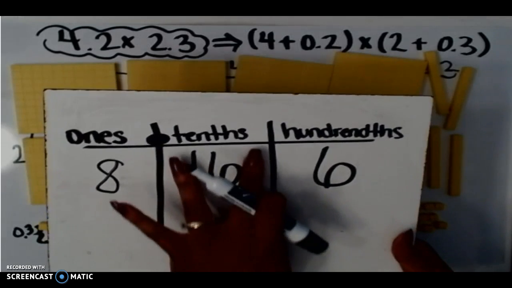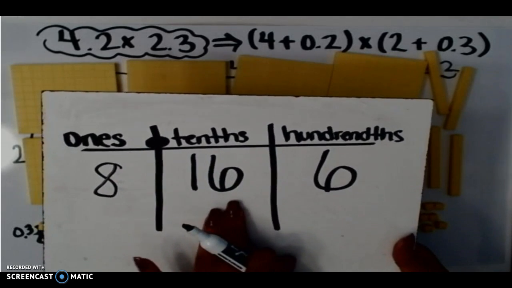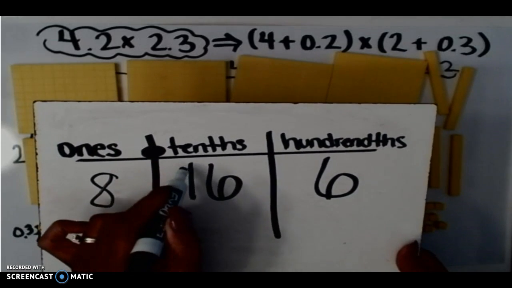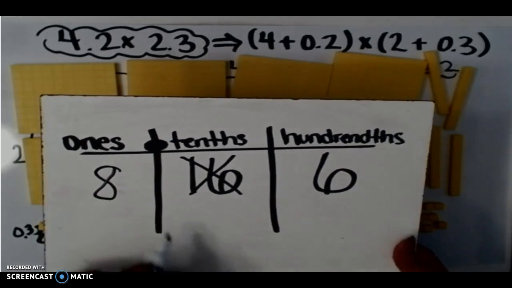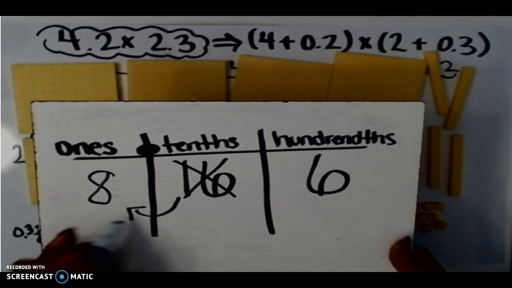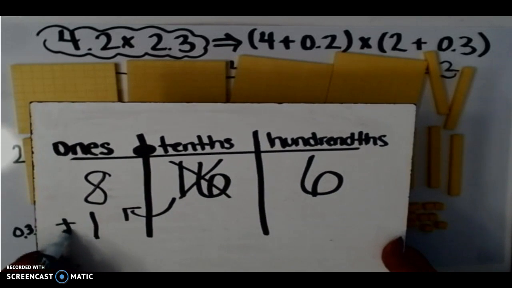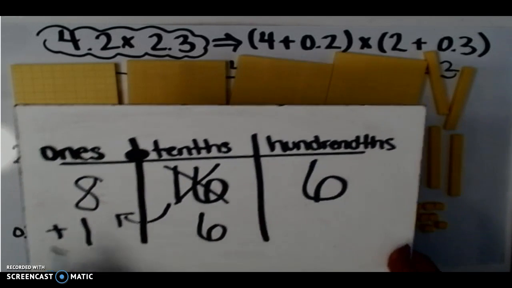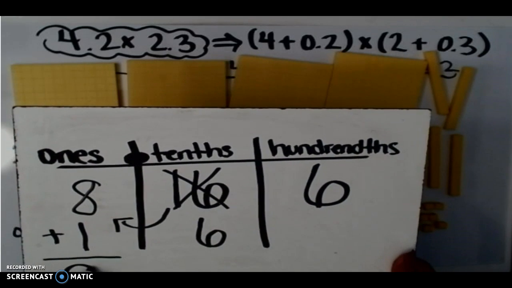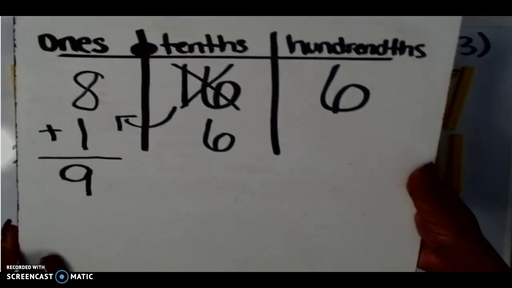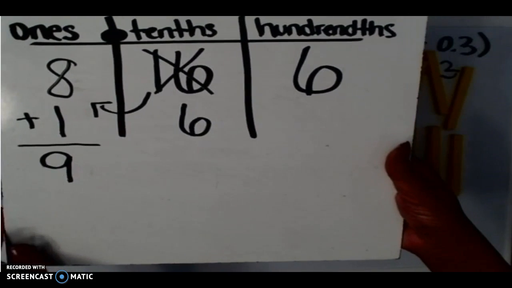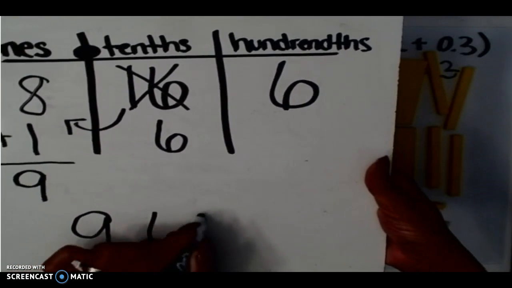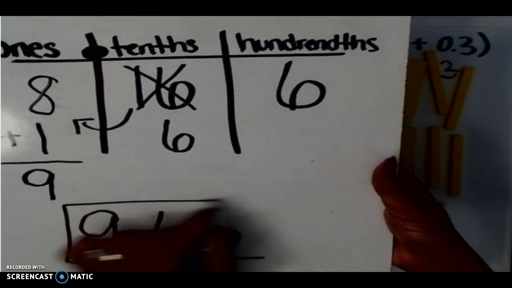Remember, I can regroup this because I know that 10 tenths equals 1 whole. So I'm going to take out 10 from here, and that becomes 1 whole, leaving 6 tenths left over. So now I have a total of 9 wholes. So now my number is 9 and 66 hundredths.